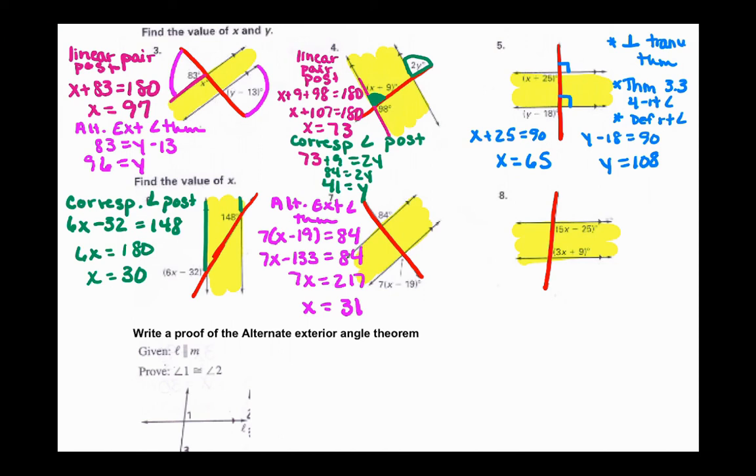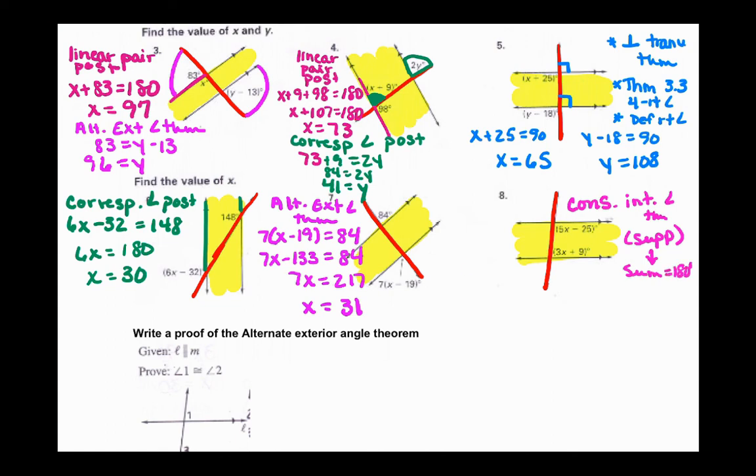In problem 8, both of our angles are in the interior, and both of our angles are on the right side of the transversal. So this is the consecutive interior angles theorem, which says that they're going to be supplementary, which says that my sum is going to be 180 degrees.